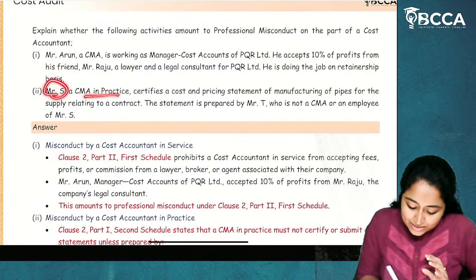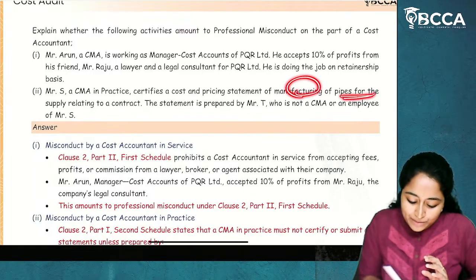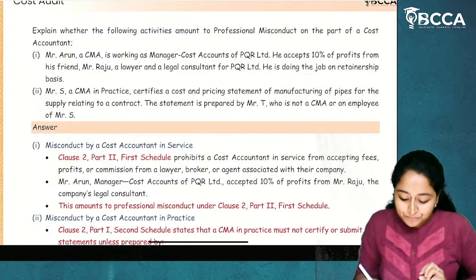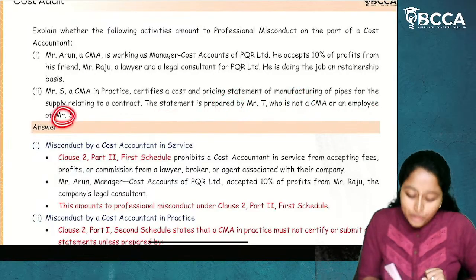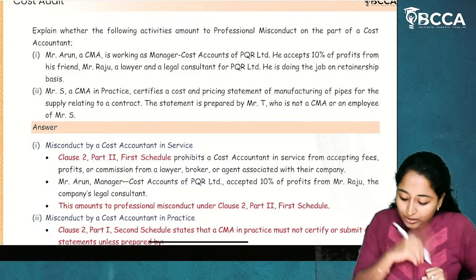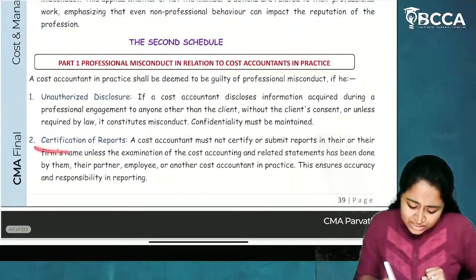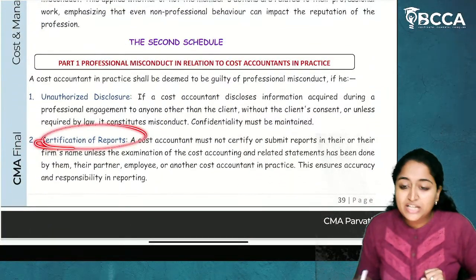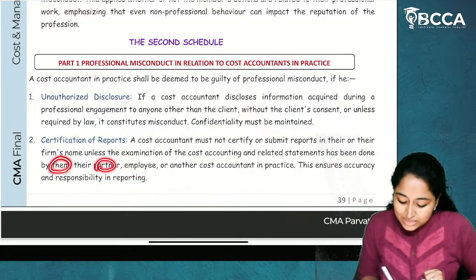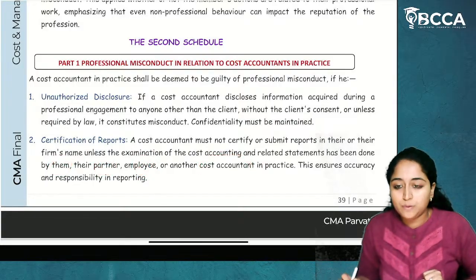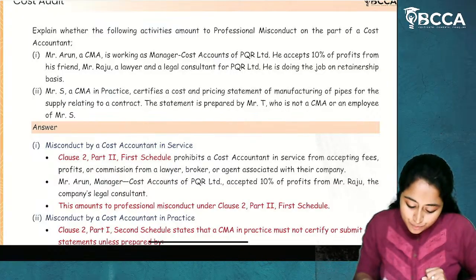Then Mr. S, a CMA in practice, certifies a cost and pricing statement of manufacturing of pipes for supplying relating to a contract. The statement is prepared by Mr. T, who is not a CMA or employee of Mr. S. Without doing the work, he is giving his signature, which means he is certifying reports which were not examined either by him, his partner, employee, or any other cost accountant. Certification of reports is given under part 1, second schedule. So you have to remember those points and write it.